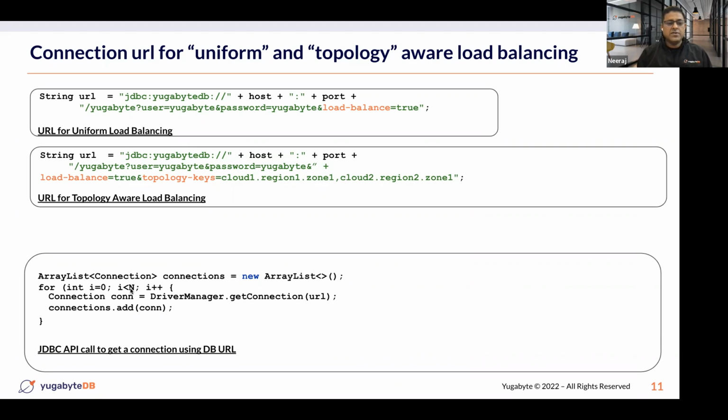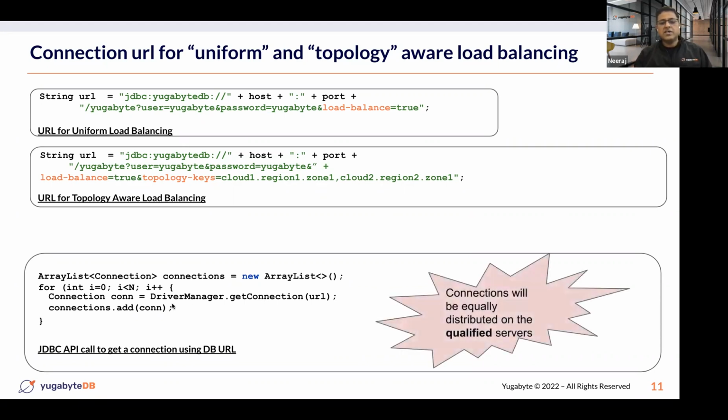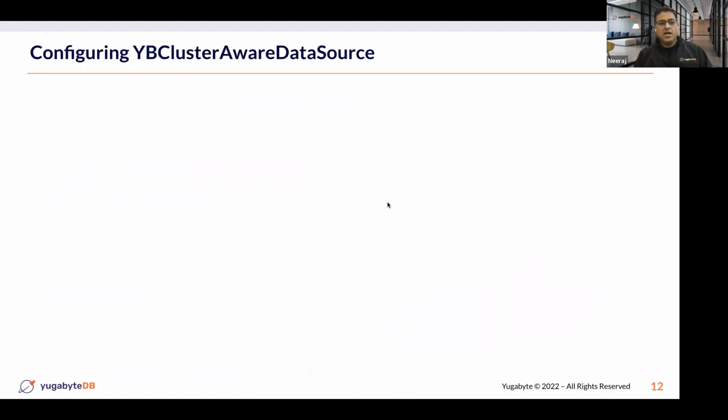let's say you are trying to create n connections. So in a loop, let's say you call the DriverManager.getConnection JDBC API and you start creating connections. After the connections are created, in the first case, all the connections will be uniformly distributed across all the servers. And in the second case, which is topology aware, they will be uniformly distributed across these two locations, which are Cloud 1, Region 1, Zone 1, and Cloud 2, Region 2, Zone 2. If there is some Region 3 or other cloud, then the connections won't go there.